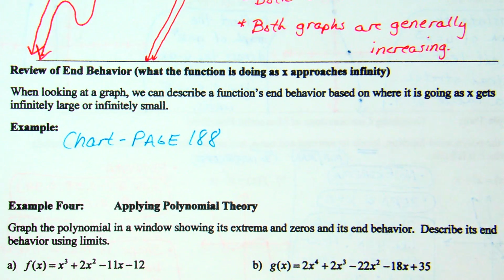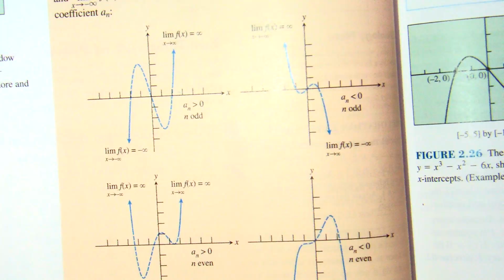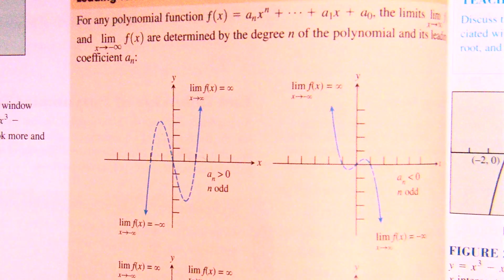Now, the book talks here when looking at a graph, we can describe a function's end behavior based on where it's going as x gets infinitely large or infinitely small. We're going to use limits here. Okay, I'm going to have to fight the glare, aren't I? Let's see. Is that better? Yeah, I think that's better.